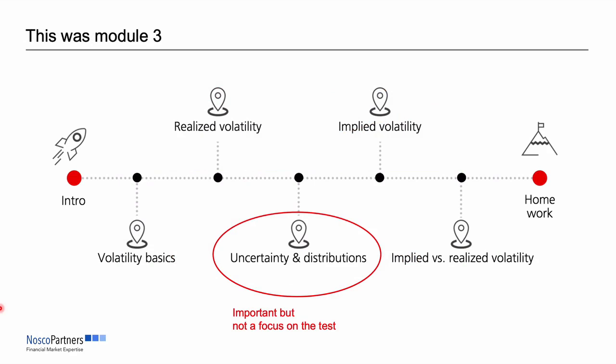And this was Module 3. We discussed the basics of volatility, realized volatility, implied volatility, how you trade realized volatility, how you trade implied volatility. In Module 3, we also talked a lot about uncertainty and distributions. We looked at market distributions and we looked at distributions implied in option models. But this will not be a focus on the test.